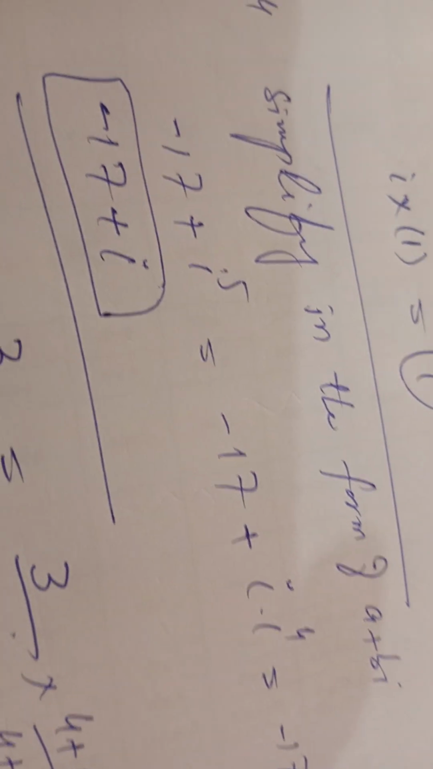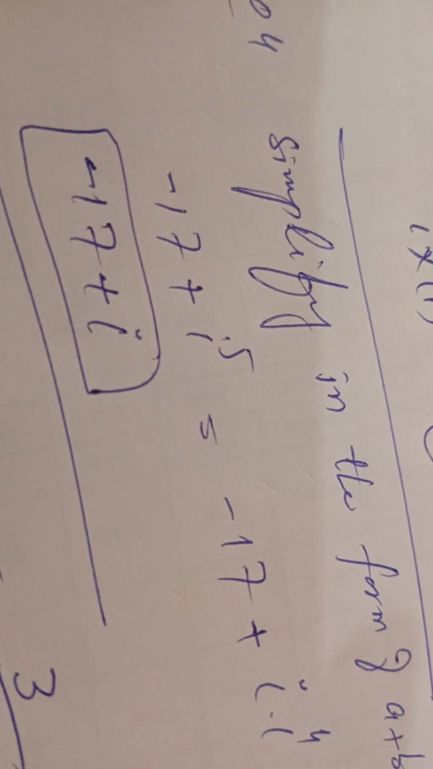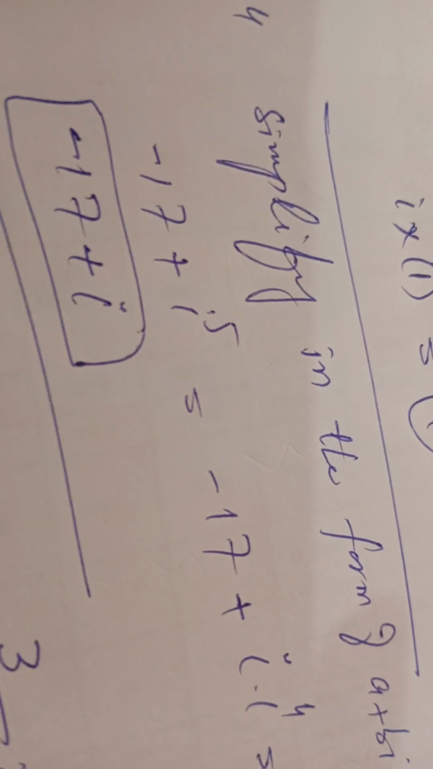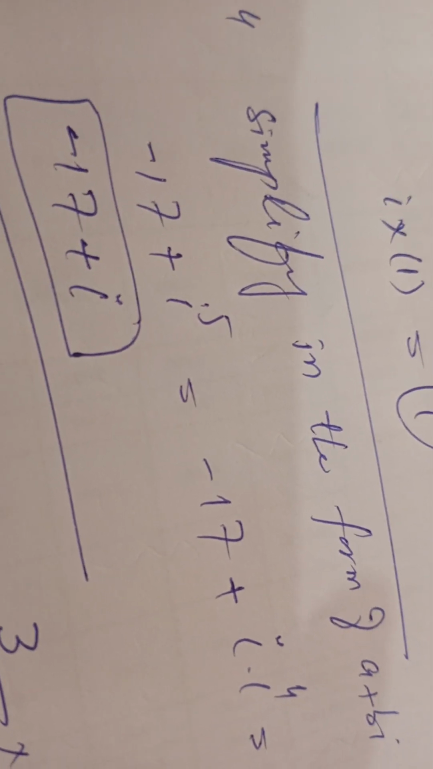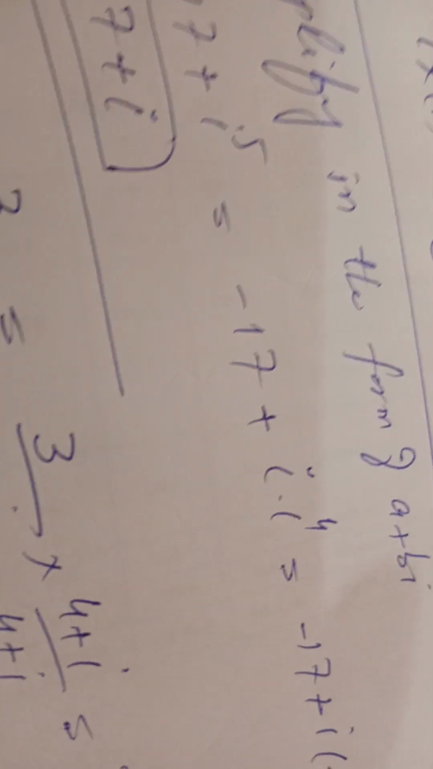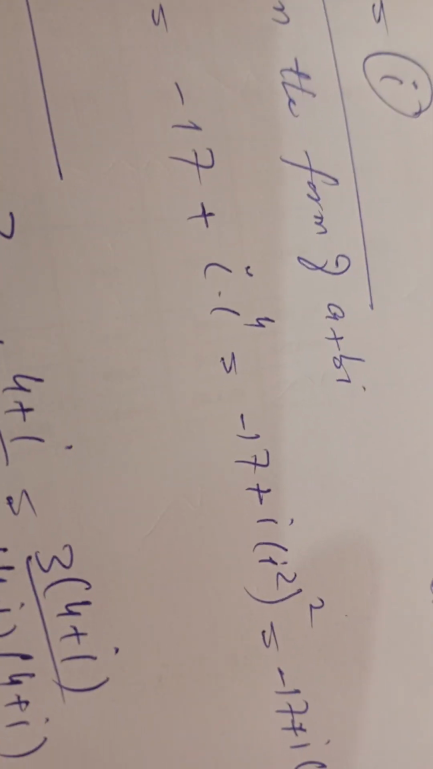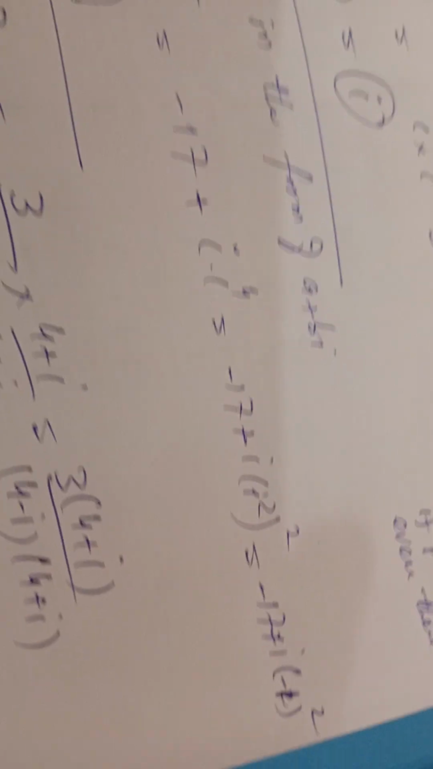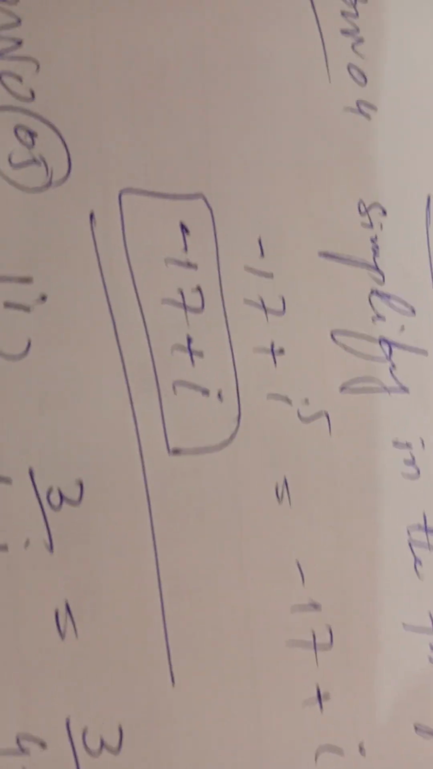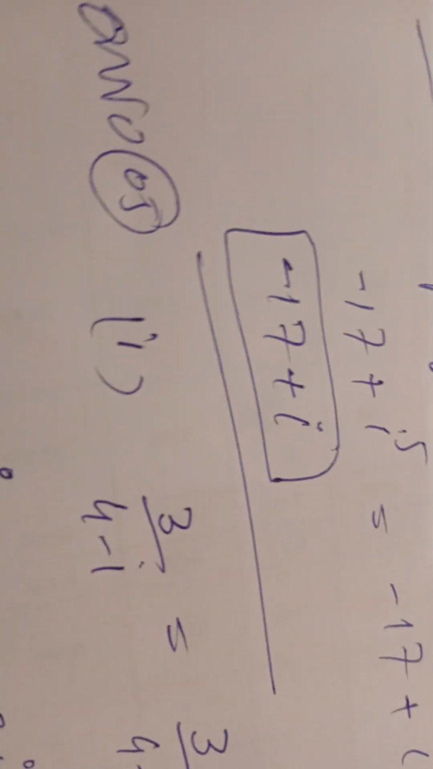Another question is to simplify in the form of a plus b iota, that is, in the form of a complex number. So minus 17 plus iota 5. Again, iota 5 will be divided into iota and iota 4, and we put the value of iota 2, so the answer will become minus 17 plus iota.